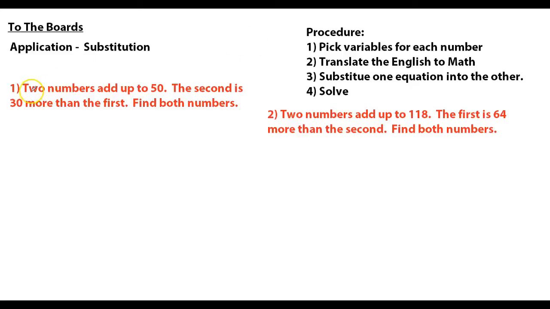Okay, welcome back. Here we have two numbers that add up to 50. I'm going to go ahead and pick the two letters X and Y, and I know that these two numbers add up to 50. I'm going to call my first number X and my second number Y. They then tell me the second number, that's Y, and they use the word is. Remember, the word is means equals. And they tell me 30 more than the first, so that would be X plus 30, because the second number is 30 more than X.